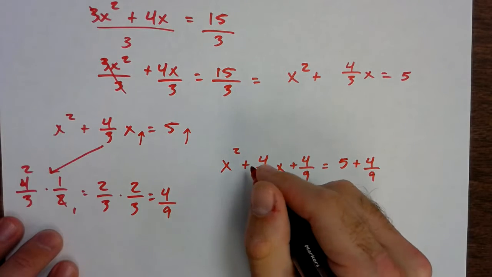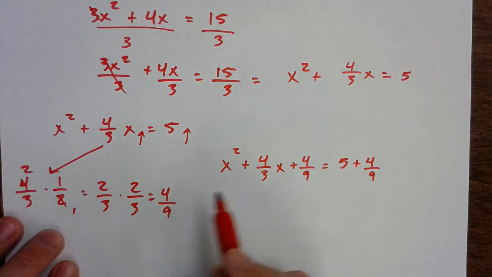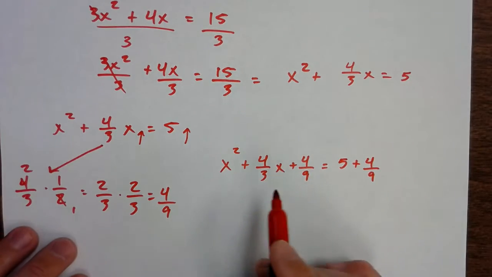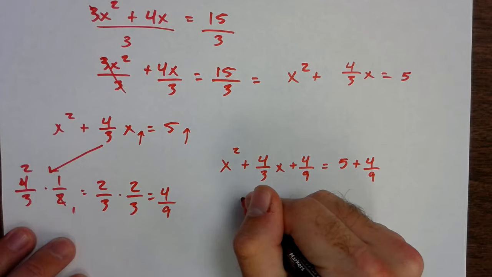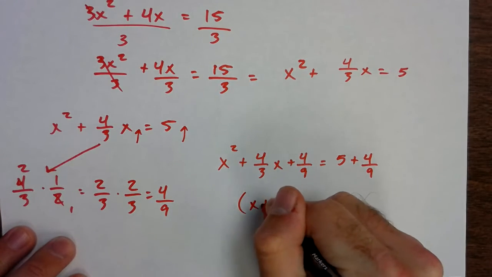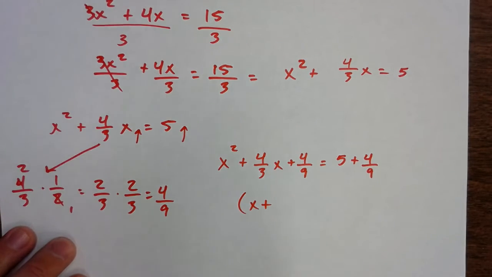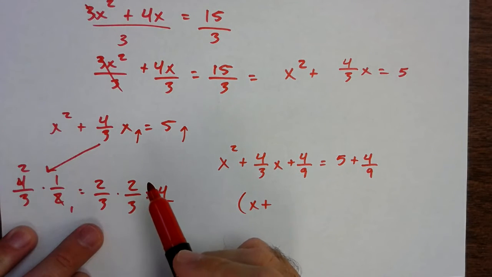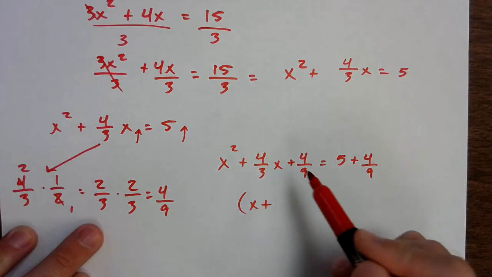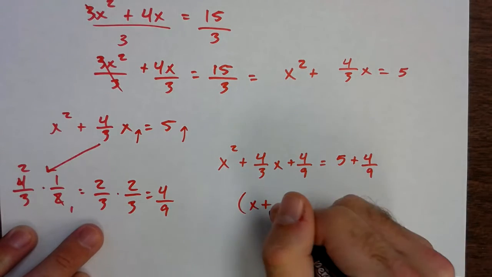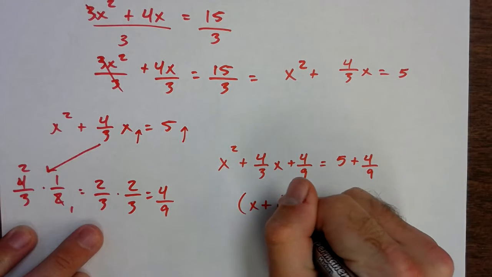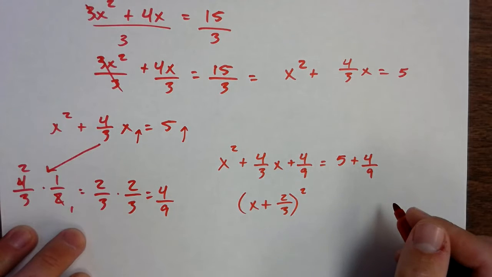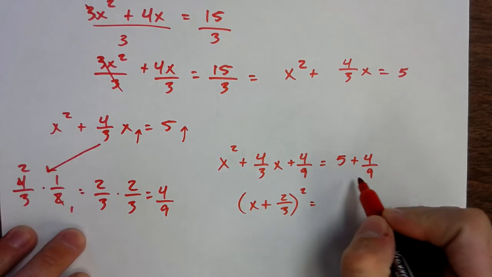What I did here, guys, is I created a perfect square trinomial. That's going to factor to x plus, and can I give you a tip? It is this number here, where I divided it by 2. It's going to be that number. So we've got x plus 2/3 squared equals this number, whatever this is.